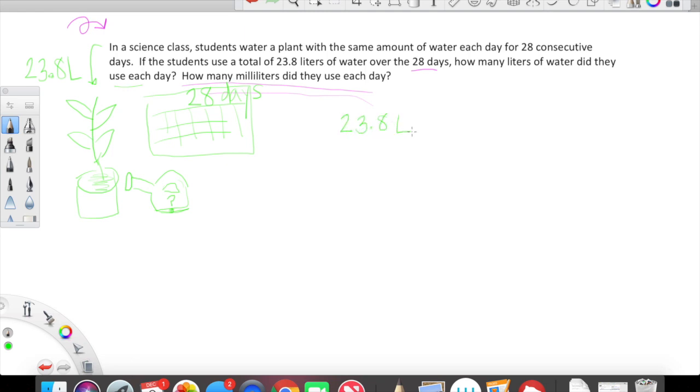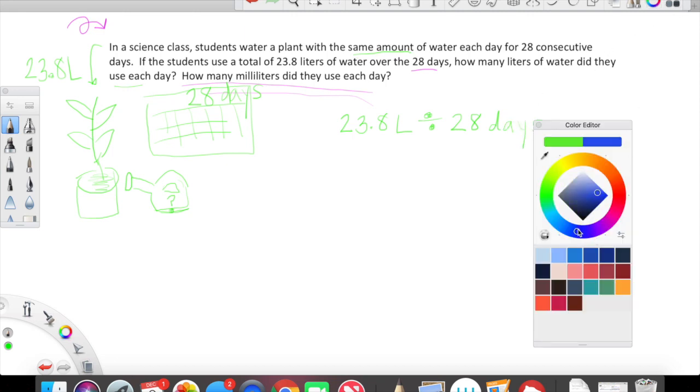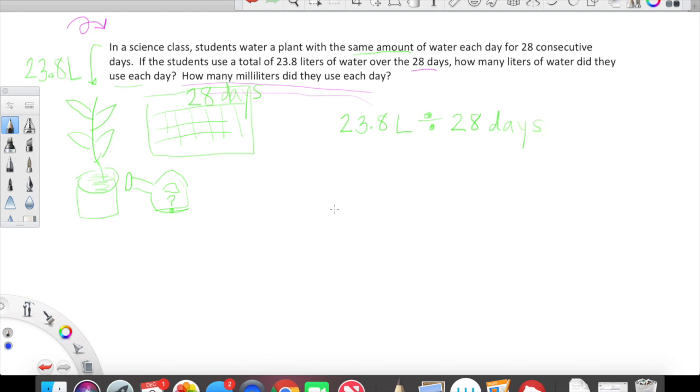Okay, so it looks like we have 23.8 liters spread evenly. Whenever we see same amount or spread evenly, division should immediately pop in your head. 23.8 liters spread evenly across 28 days. So here's our expression, and we are so excited to just jump in. I'm going to switch to blue since we're watering. So we're looking at 23.8 divided by 28.